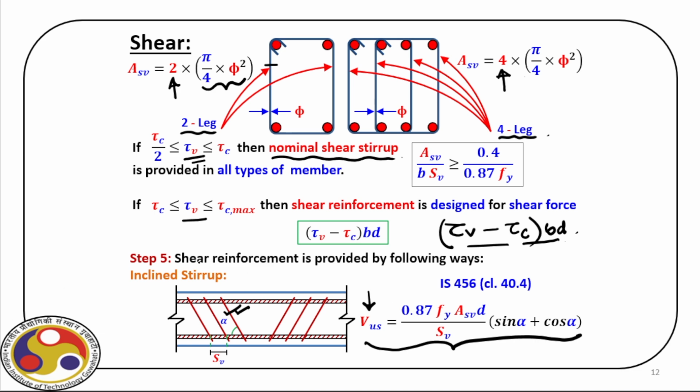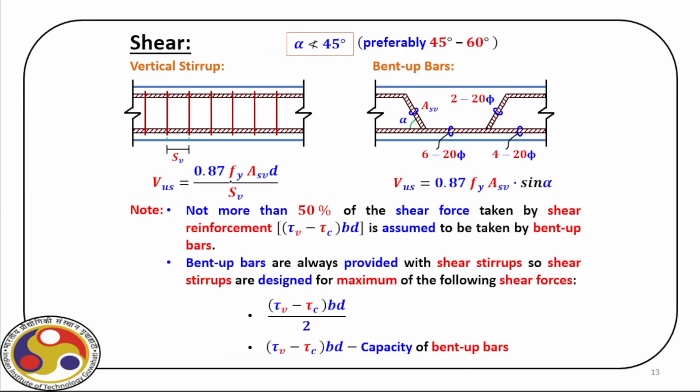So we can now provide the shear reinforcement once we calculate and check the value of tau v if it is in between tau c and tau c max. Now in addition to this inclined stirrup, a different situation also arises. For example, if we have a continuous beam, then the bending moment diagram for this type of beam is something like this. So we have a hogging moment here at the support and sagging moment at the middle.